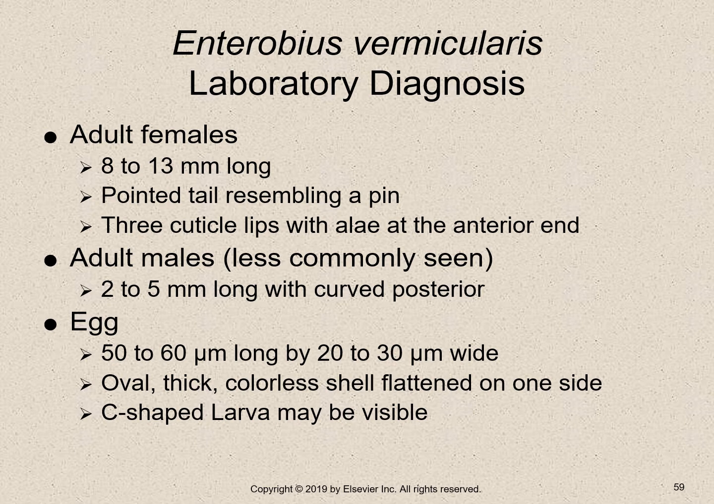The adult females measure 8 to 13 millimeters long. They have a long pointed tail and a 3-cuticle lip. The less commonly seen male is smaller, measuring 2 to 5 millimeters long with a curved posterior. The egg is oval, colorless, and slightly flattened on one side and measures about 50 to 60 micrometers by 20 to 30. The egg is usually seen embryonated with a C-shaped larva.